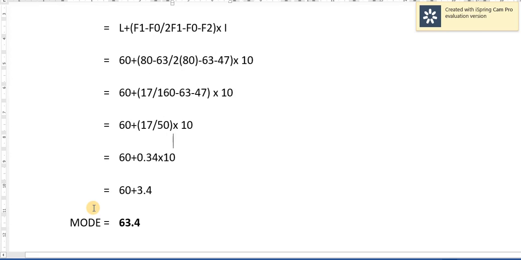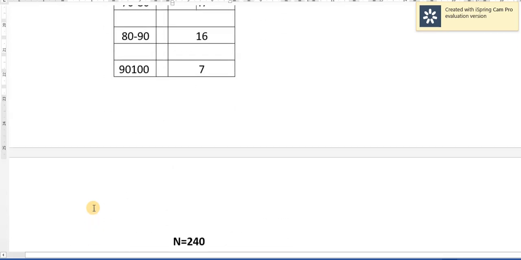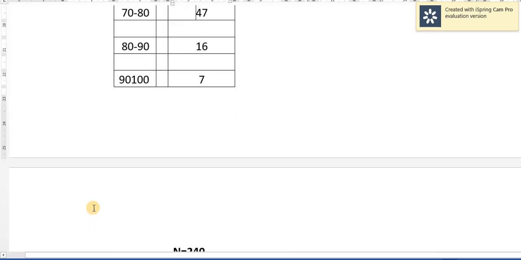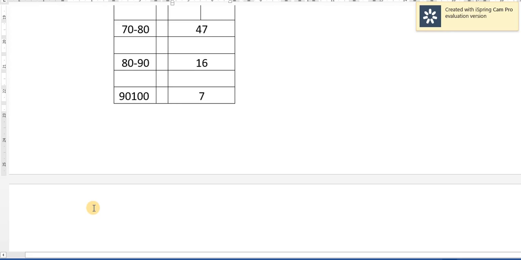This is the answer. This is a 14-mark question from the exam point of view. 100% they may ask it in Section C.